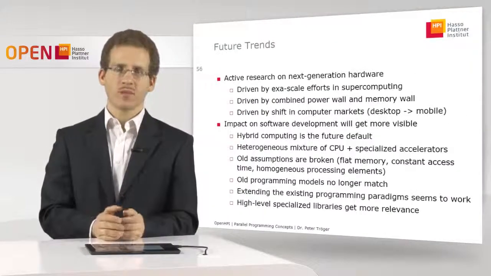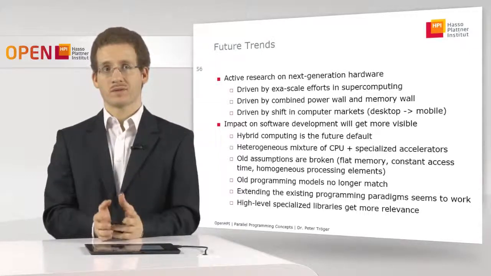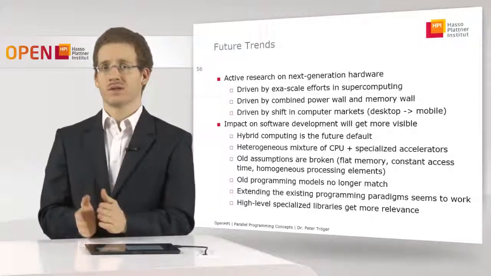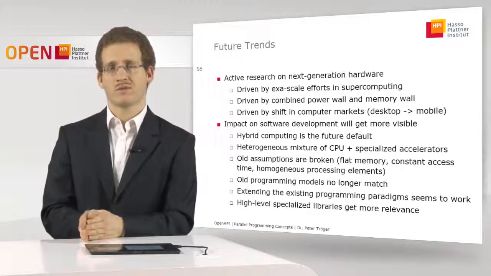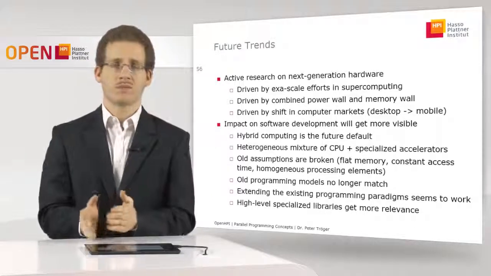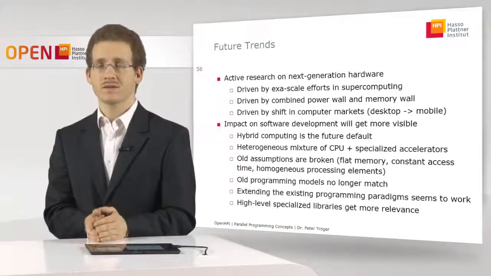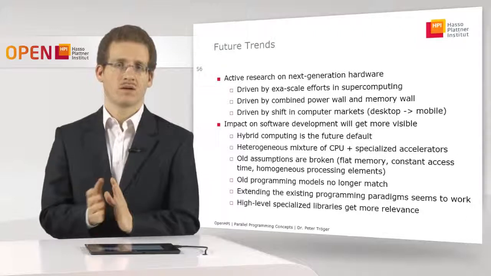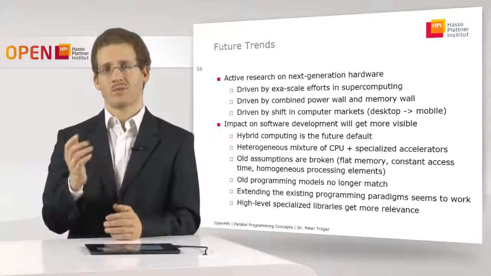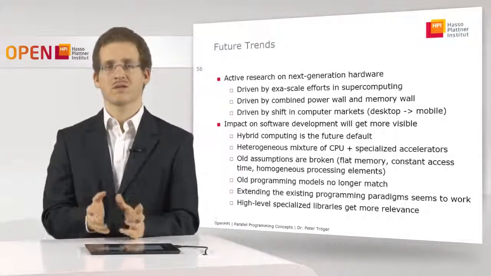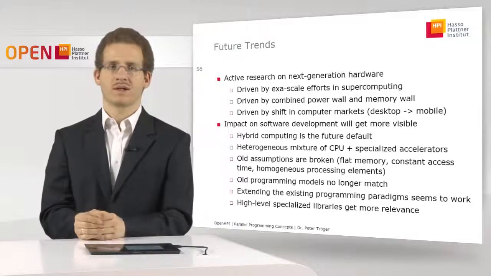So in sum, we have the situation in parallel computing and parallel programming that there are future trends. There's active research in next generation hardware, and this is driven by the supercomputing community, but also by the non-debatable fact that computing moves from desktop systems to mobile systems. In mobile systems, we have power consumption as a really crucial issue. So how can you write performant code, for example, based on accelerators in mobile phones, while considering the power problems you have in these devices?